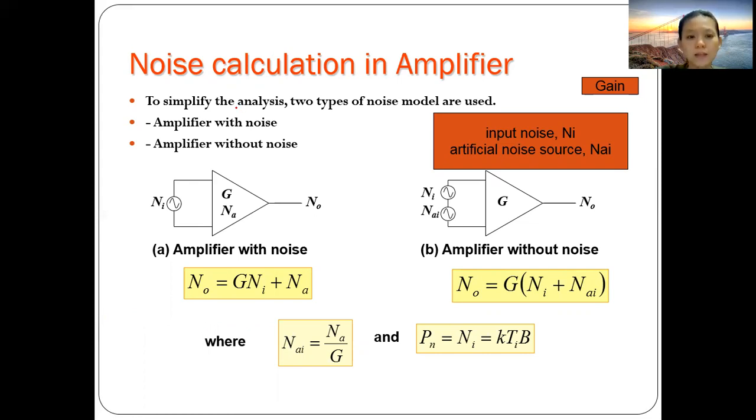Okay, now we go to the noise calculation in amplifiers. To simplify the analysis, two types of noise model are used. So we have the amplifier with noise and also the amplifier without noise. Okay, the first one is the amplifier with noise. So we can see from the figure here, we have NI, the noise input into the amplifier, and the amplifier itself has the gain, and inside has its own noise. So this one is the noise of the amplifier, NA. Okay, then we have the output noise NO. So to calculate the amplifier with noise, we use this formula: N output equals gain G multiplied by N input NI plus NA, the amplifier noise itself.